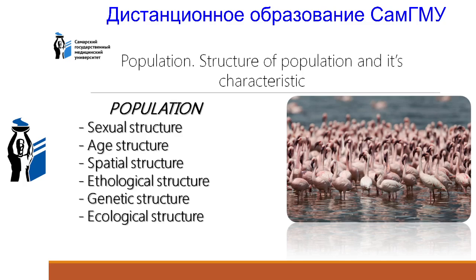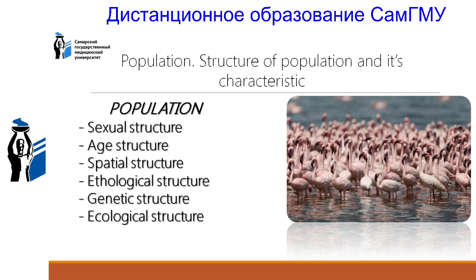uneven, aggregated, group or mosaic distribution, which manifests itself in the formation of groups of individuals between which there are large unpopulated territories. It is typical for populations living in conditions of uneven distribution of environmental factors or consisting of individuals leading a group lifestyle; and random or diffuse distribution, expressed in unequal distance between individuals. It is the result of probabilistic processes, heterogeneity of the environment, and weak social ties between individuals.